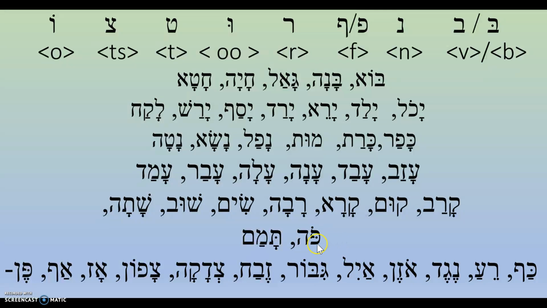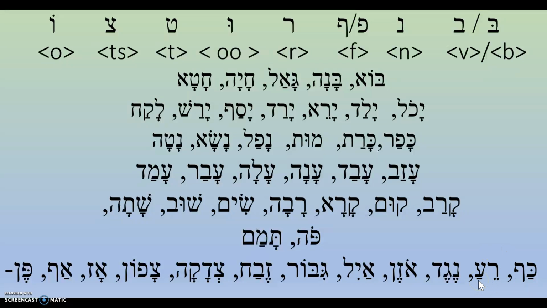The next line, po. Po is here, at this place. Tamam. Tamam, to be complete, to come to an end, to cease, to be consumed, to be spent, burnt out. The last line, kaf. Kaf, hand, palm, sole of the foot.